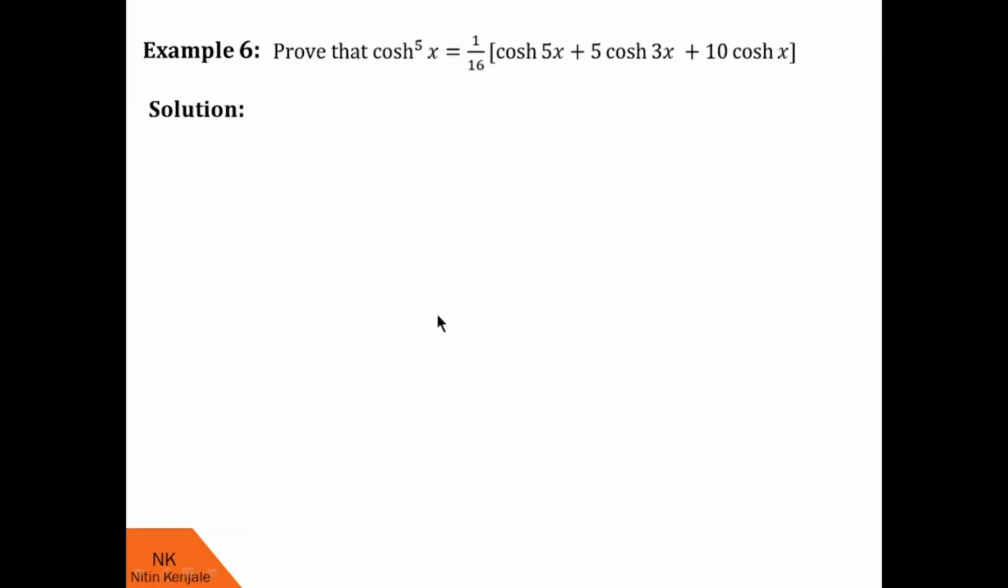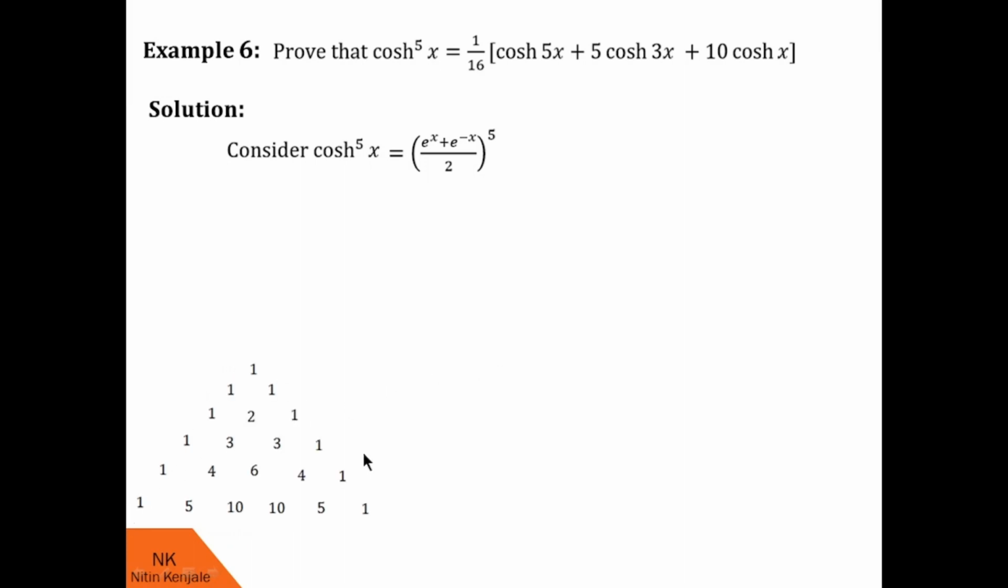Here we begin with cosh raised to 5x. We replace this cosh x by its exponential form, which is e raised to x plus e raised to minus x upon 2. So cosh raised to 5x is e raised to x plus e raised to minus x upon 2 whole raised to 5. Here we will use binomial expansion. In fact, we will use the Pascal triangle in binomial expansion of this. So let's draw Pascal triangle. This is the Pascal triangle for expansion of a plus b whole raised to 5. These are the coefficients involved in the expansion.